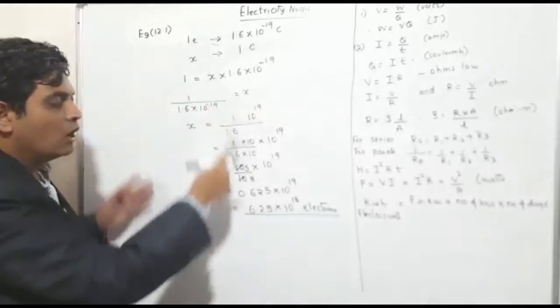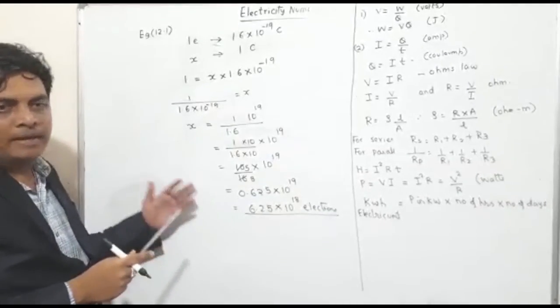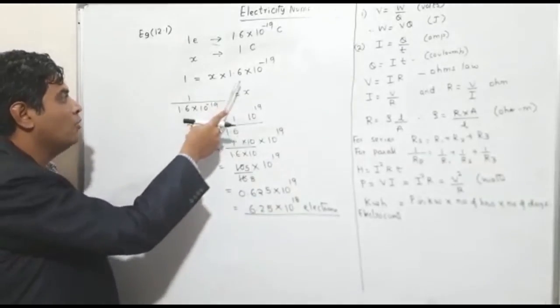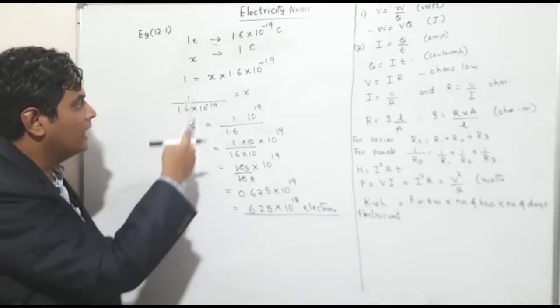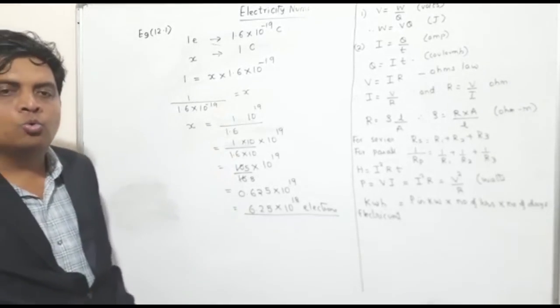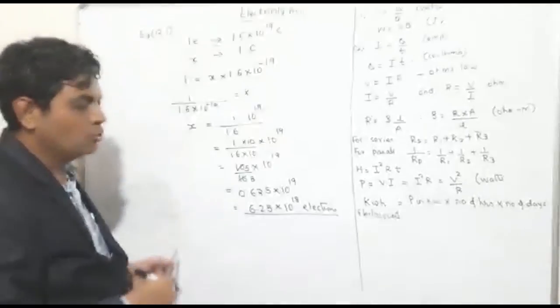Based on this data you can solve any sum. Okay, please note down this sum, and this sum is actually very important. It comes many a times in the exam in various forms. Just now it is written what is the charge or how many electrons are there in 1 coulomb charge. They can ask how many electrons are there in 2 or 5 or 10 coulomb charge. Okay, please note down. Thank you.